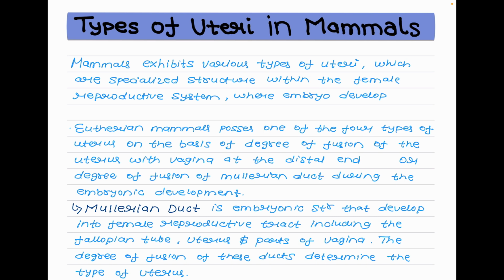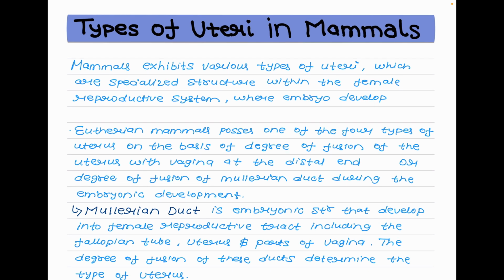Mammals have a specialized structure in the female reproductive system called the uterus, where the embryo develops after fertilization. But did you know that not all mammals have the same kind of uterus? In fact, eutherian mammals, that is placental mammals, exhibit four major types of uteri, and these differences are based on how much the Müllerian ducts fused during the embryonic development.